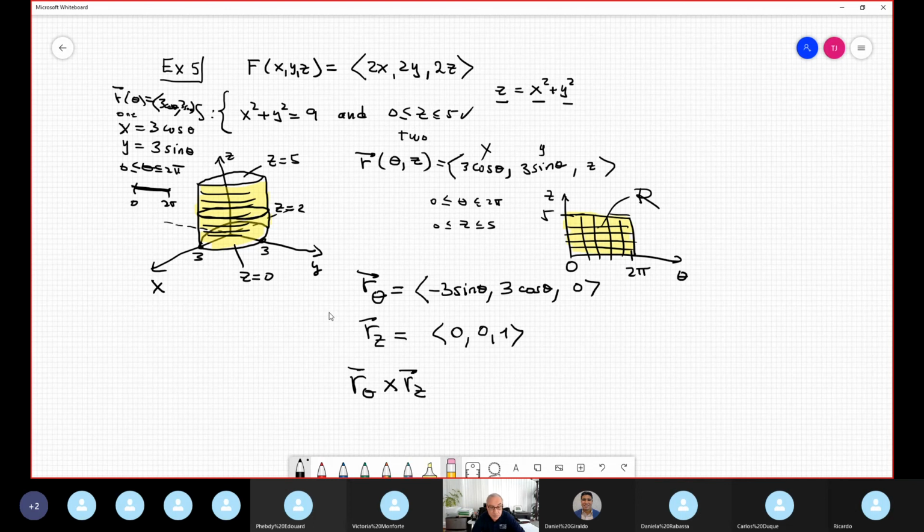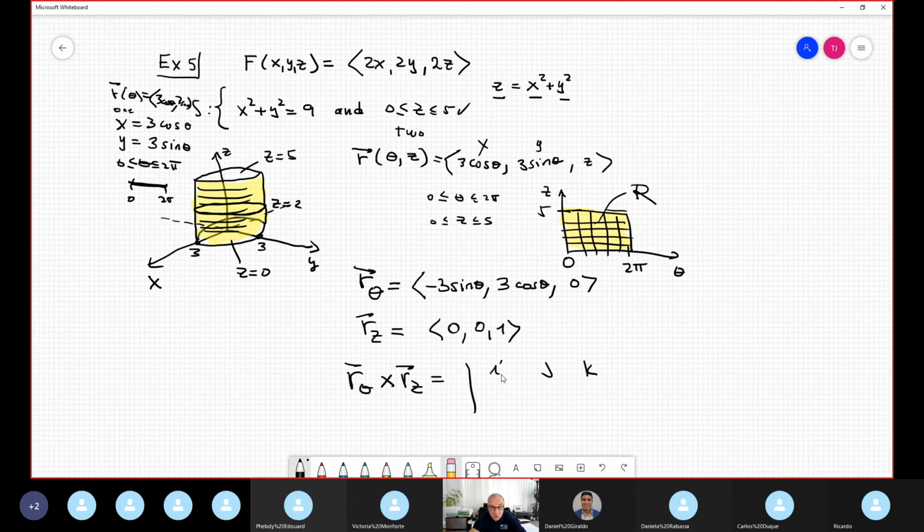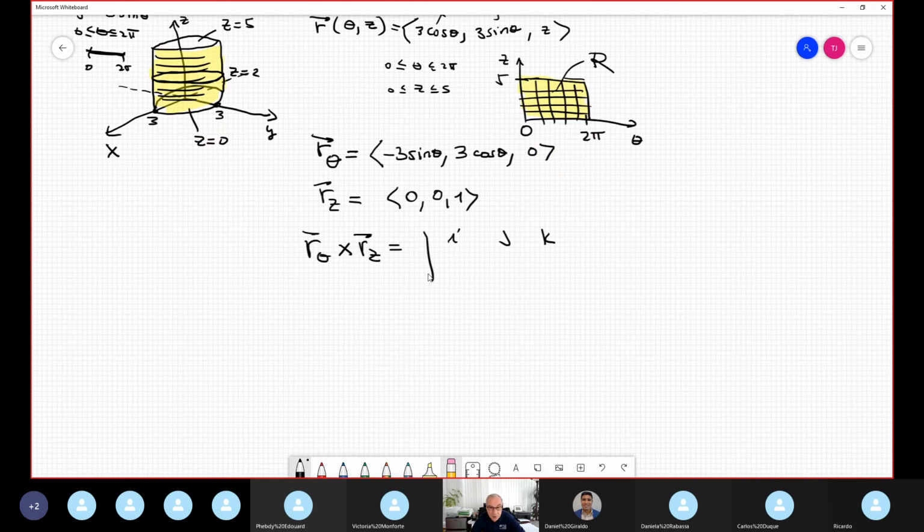The cross product, and you know it is the determinant with i, j, k. You put here minus 3 sine theta, 3 cosine theta, 0, 0, 0, and 1. I want to skip that part as always. And the answer is 3 cosine theta, comma, 3 sine theta, comma, 0.